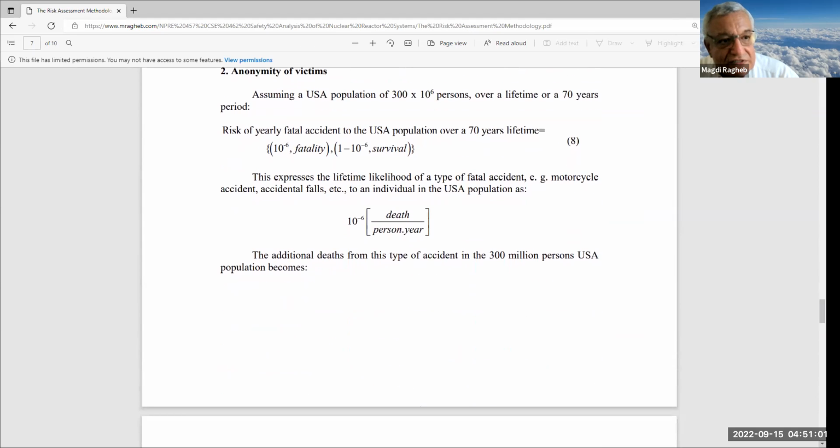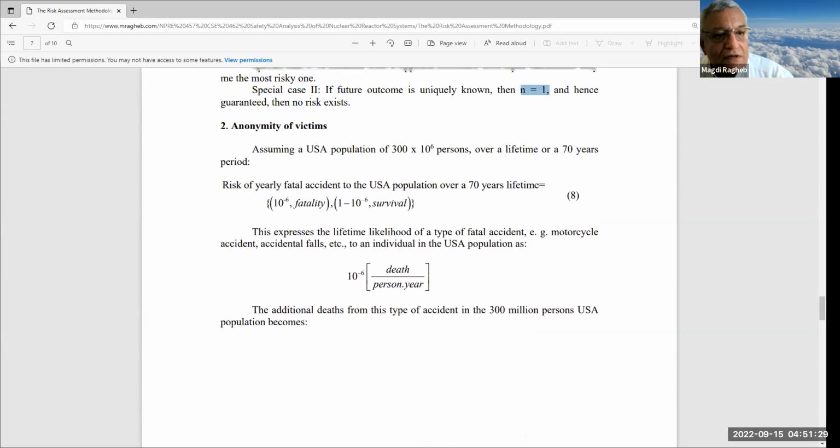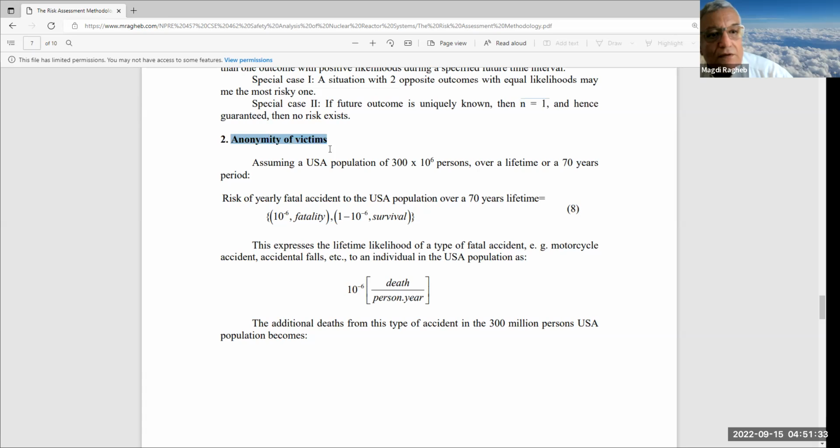The other condition for the existence of risk that we have to think about is the anonymity of the victims. When there is risk, the victims should be anonymous. That is some kind of agreement among ethicists and professional societies like the American Nuclear Society, the American Society of Mechanical Engineers, and so on. You cannot, for instance, send somebody knowing that his activity is going to cause his death. So in that case, the risk should be distributed over a large population, and the victims should be anonymous. If the victim is not anonymous, if you send somebody to certain death, it is a crime.